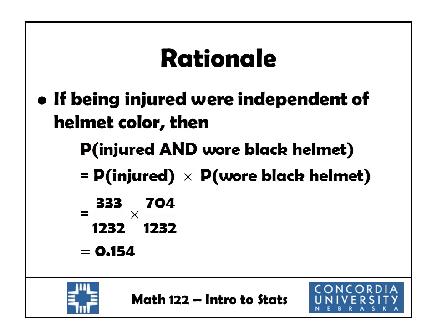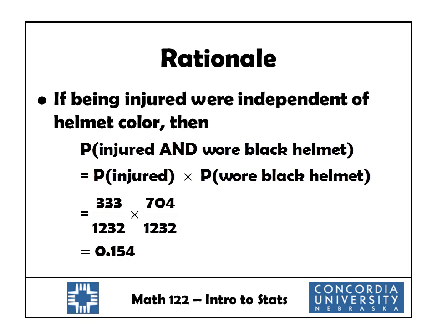Well, I can calculate these two probabilities very easily. The probability of being injured is 333 divided by 1232, because I have 1,232 people total, and out of those, 333 of them were injured. The second probability is 704 divided by 1232. That's because, again, we have 1,232 people total, and out of them 704 wore a black helmet. Well, if I do that arithmetic, I have 0.154. So that's the probability that I randomly select a person who was injured and wore a black helmet.